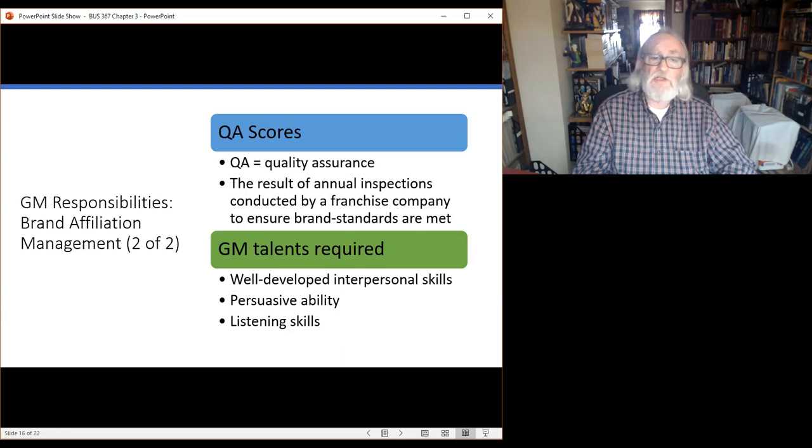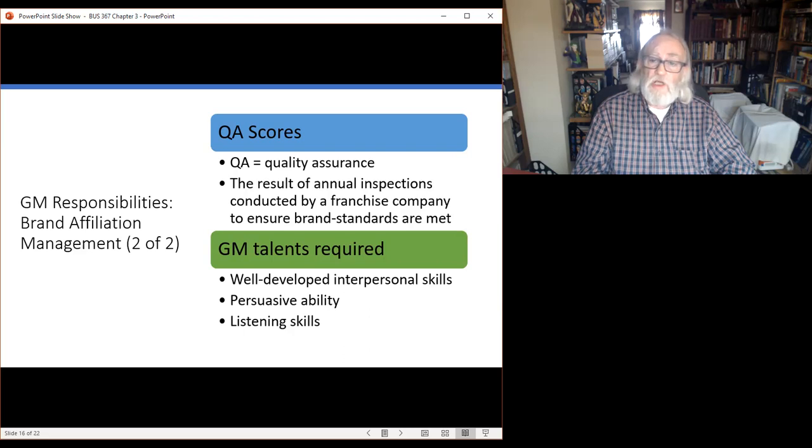It's not like a surprise attack or anything, and it shouldn't be considered that. But these QA scores, the quality assurance scores, are used in rating the property, in the marketing efforts. And again, we're talking about from the franchisor, the parent company, the brand owner. They're also used by whoever the owner might be to partially determine the GM and the other hotel managers' compensation and bonuses.